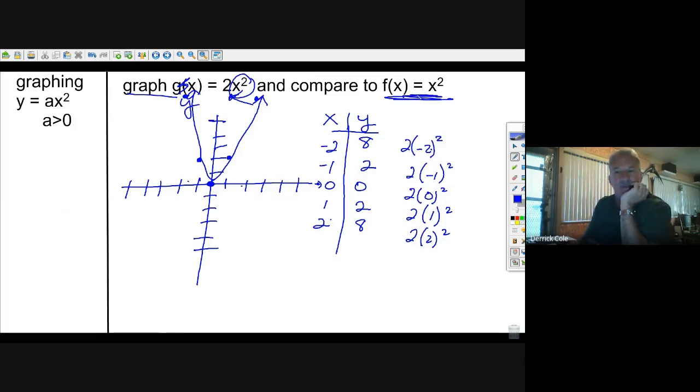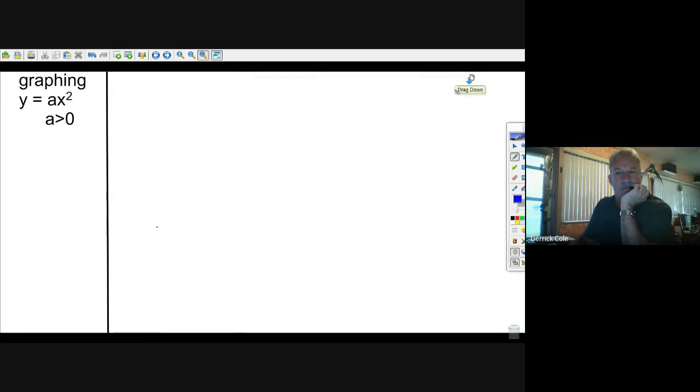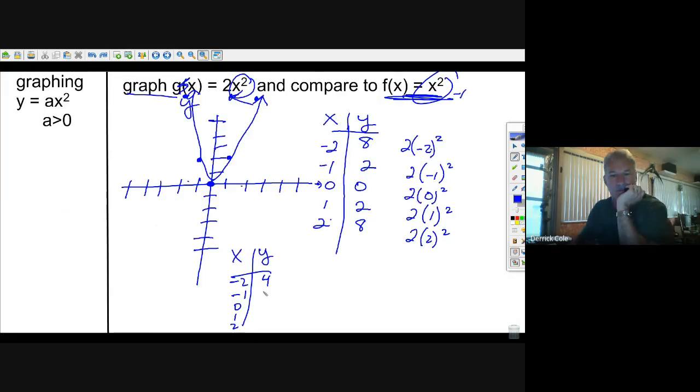So compare it to f of x equals x squared. What do you think that's going to look like? So I put in -2, I square it, I get 4. I put in -1, -1 squared is 1. 0 squared is 0. 1 squared is 1. 2 squared is 4. So look, it's got the same kind of pattern, only not as big numbers. So 4, 1, 0, 1, 4.